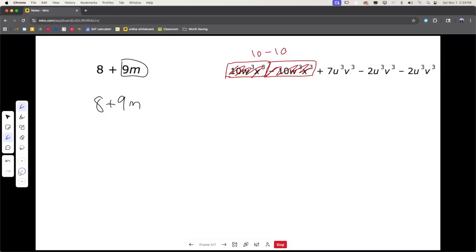And now, u to the third, v to the third, u to the third, v to the third, u to the third, v to the third. These can all combine, right? So 7 minus 2 is 5, 5 minus 2 is 3. So my final answer is 3u to the third, v to the third. Final answer.